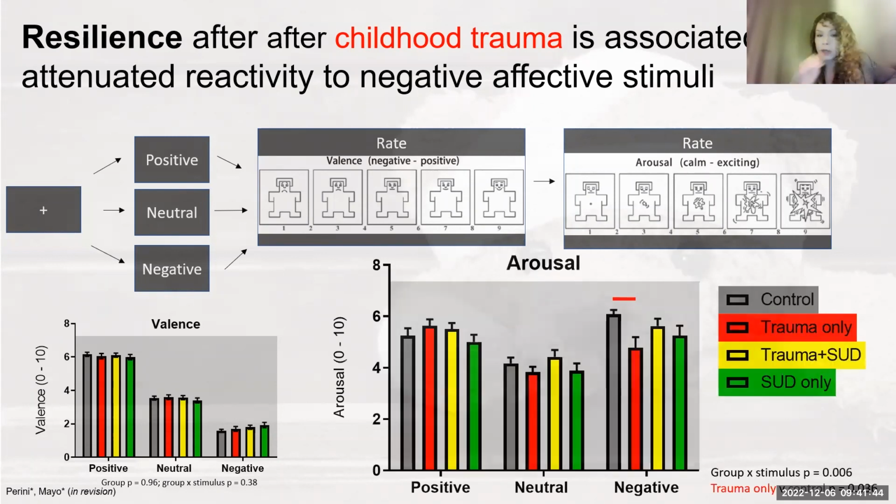But when we look at arousal, so again, this is how much of a response do you feel? What we find is that trauma-only group, that resilient group, they report feeling kind of less of a response to negative images than controls. Suggesting that maybe there's something different in their kind of neural circuitry underlying emotion regulation.